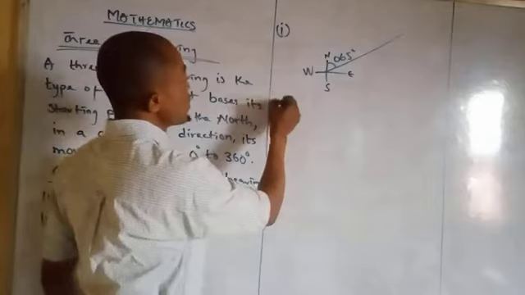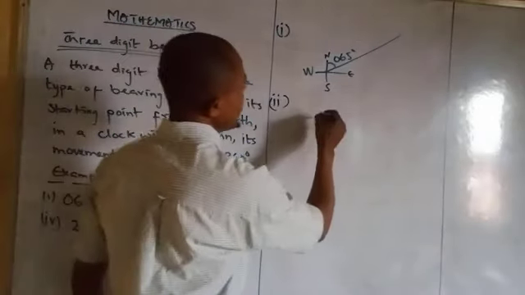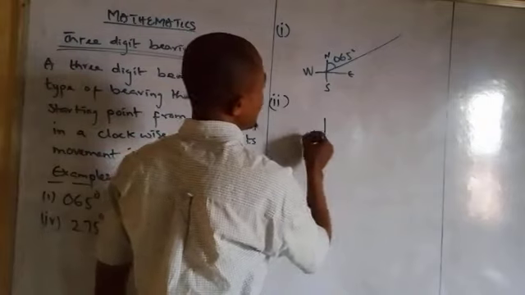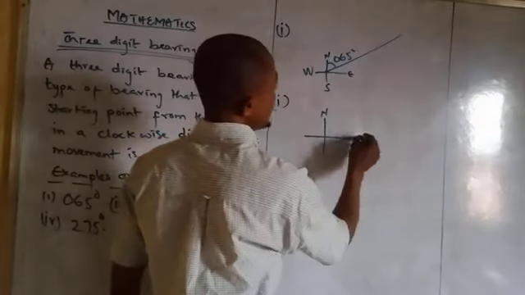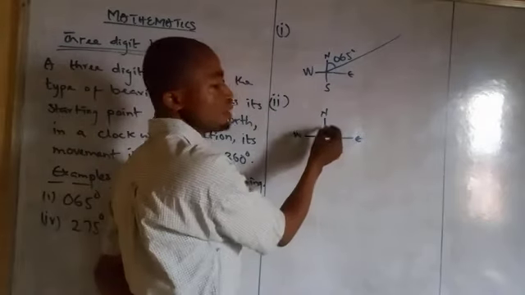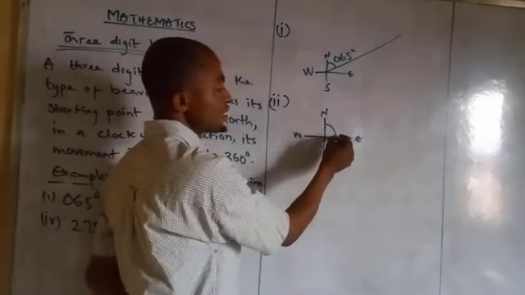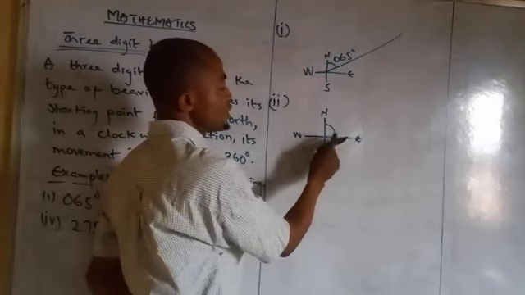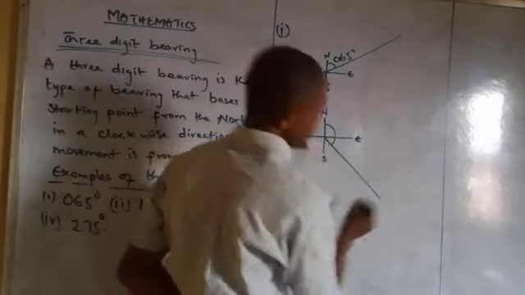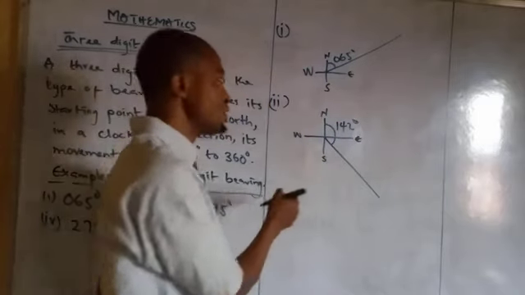Then the second one, we have 142 degree. We still have our diagram: north, east, south, and west. We always start from the north. 90, then we can call this 142 degree. So this is 142 degree. This is a 3-digit bearing.